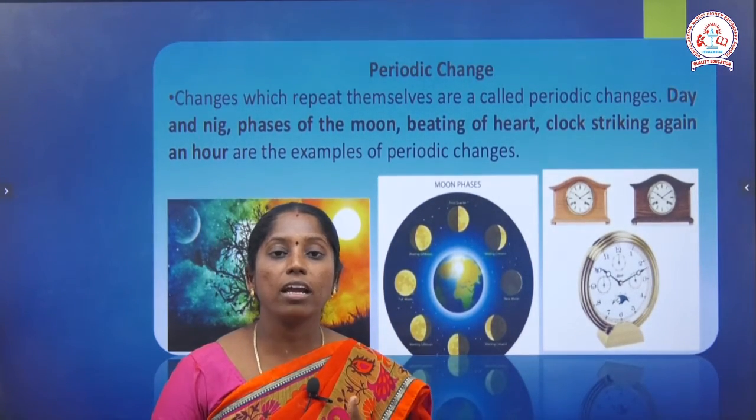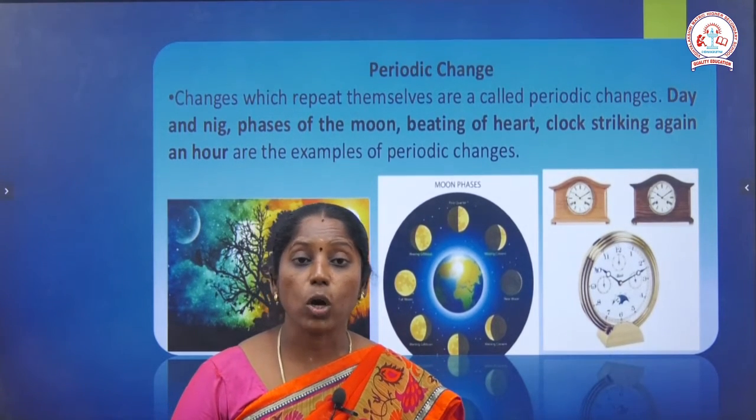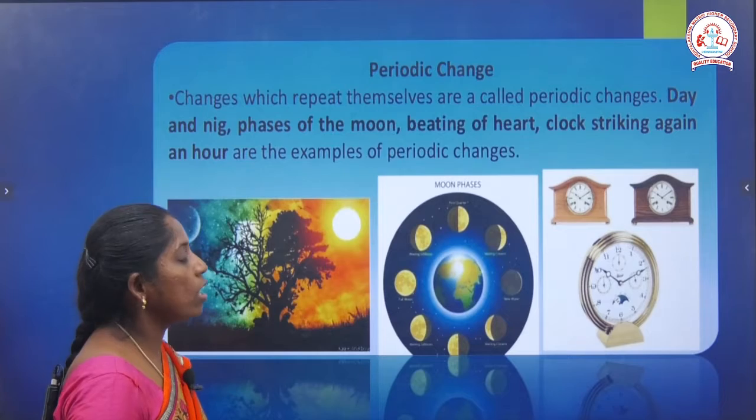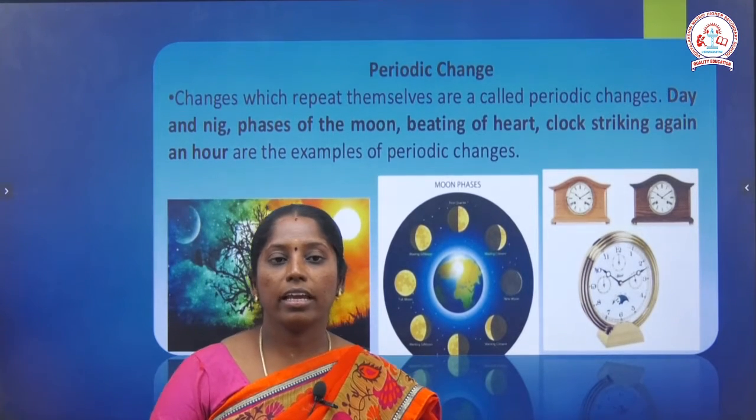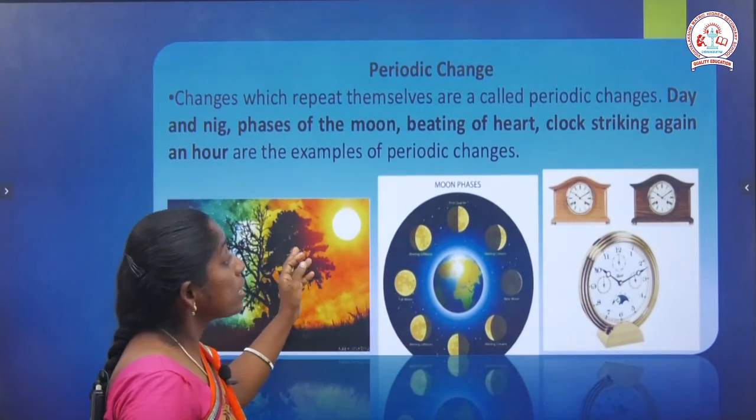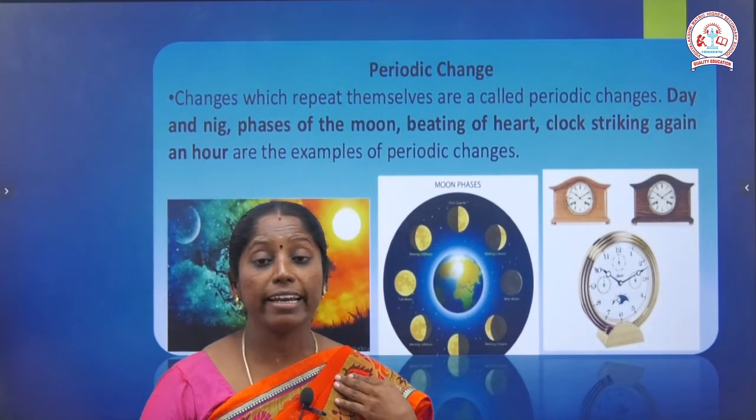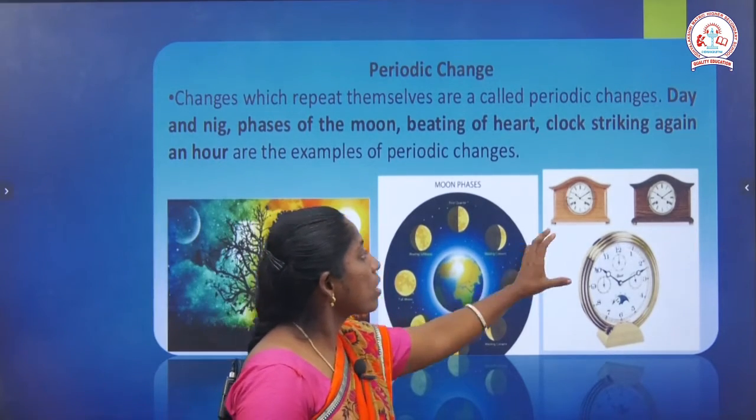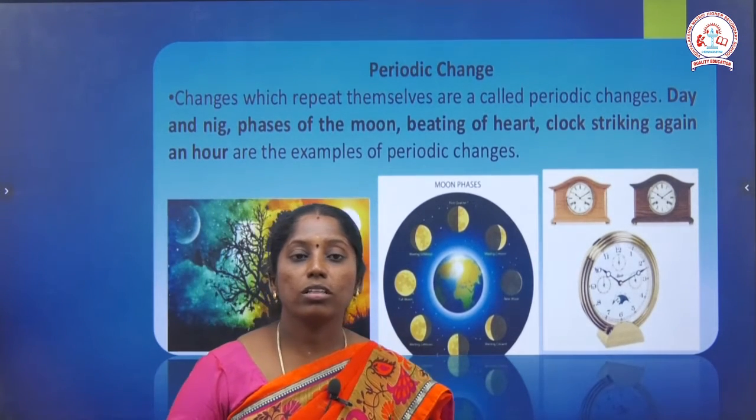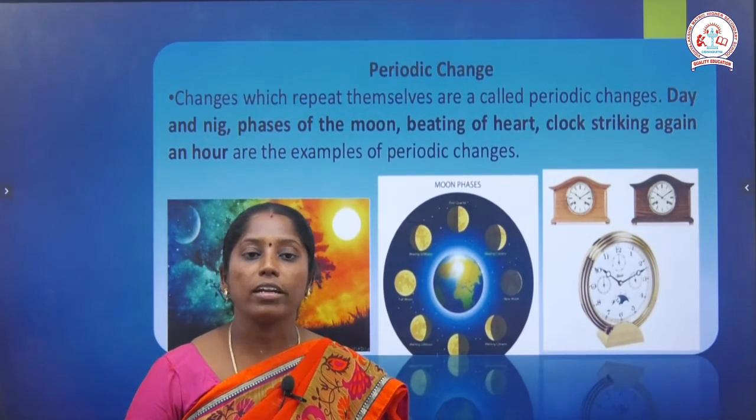Next we go to periodic changes. I already told you that they occur at regular intervals. That kind of change we can call periodic changes. Changes which repeat themselves are called periodic changes. You know day and night, and the phases of the moon, given in the picture. See the moon phases, that also occurs. Likewise the beating of the heart is a periodic change, because it happens regularly. Then the clock striking again is also a periodic change. So changes that occur repeatedly at regular intervals we can call periodic changes.